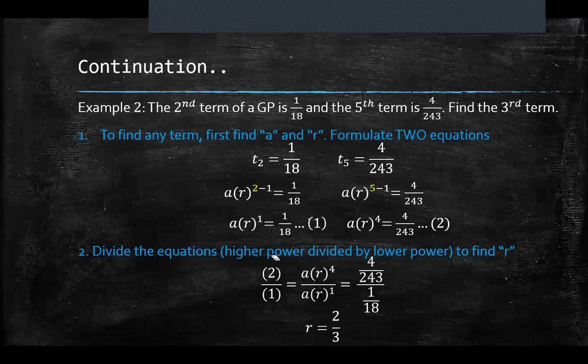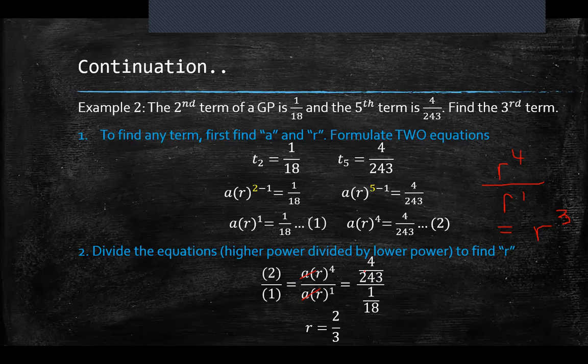If I divide the equations, higher power and lower power, these a's would cancel. So these a's will cancel. And then r to the power of 4 divided by r to the power of 1, from indices we know that we have to subtract the powers. So this would be r cubed because 4 minus 1 is 3, right? So that's r cubed. And then I have my fractions, 4 on 243 divided by 1 on 18. Simplify that, r is 2 on 3.